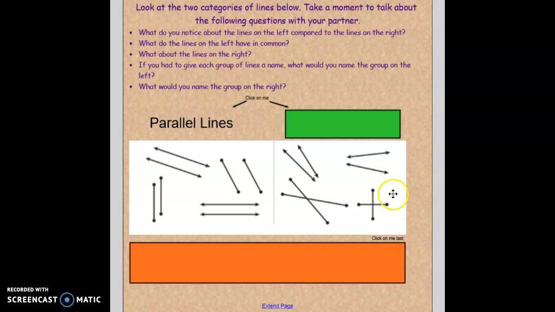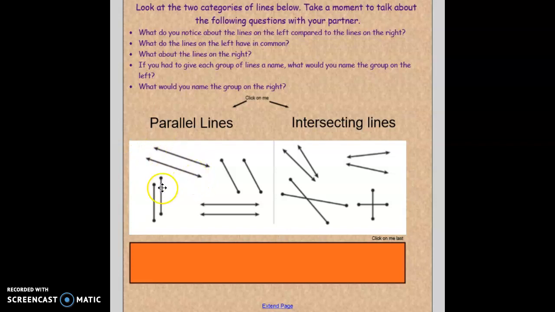Good job. What about these lines? Some of them cross, some of them don't cross at all. Some of them have already crossed. Some cross at right angles. What's the name for these different types of lines? What are they called? Ready? Intersecting lines. These are parallel lines because they run parallel to each other.